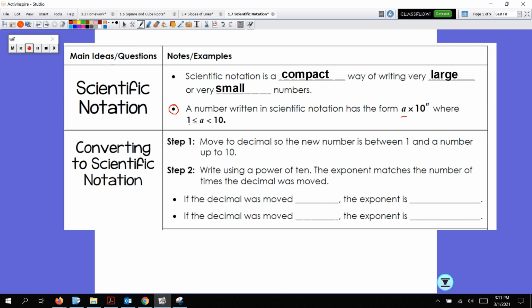So here are the steps in the next row to convert numbers to scientific notation. So step 1, we will move the decimal so the new number is between 1 and 10, okay? And then we're going to write, using powers of ten, the exponent that matches the number of times the decimal was moved, okay? If we move the decimal to the left, the exponent is going to be positive.